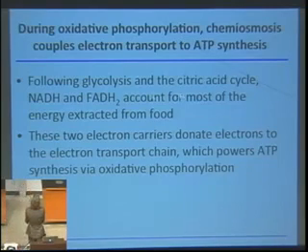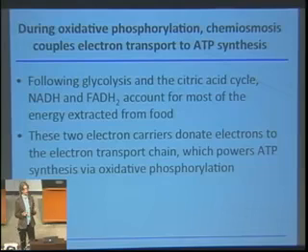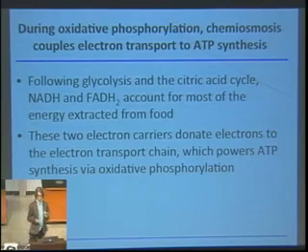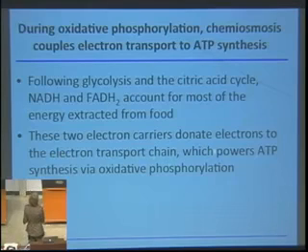Right, so following glycolysis and the citric acid cycle, as I mentioned, we're getting some ATP made. So we have 4 molecules of ATP that are made, net gain, by substrate-level phosphorylation in those two processes. But by far, most of the energy that is harvested by cells through this whole long series of enzyme-catalyzed reactions is through the reduction of NAD and FAD to NADH and FADH2. So these account for most of the energy that's extracted from foods in the form of these molecules. And these are 2 electron carriers, and what they do is they donate electrons to the electron transport chain that we're going to talk about next, which powers ATP synthesis using oxidative phosphorylation.